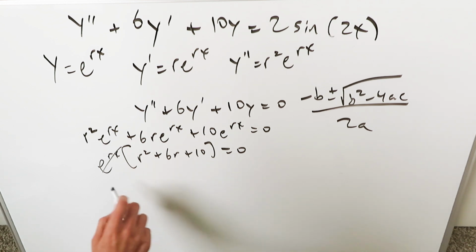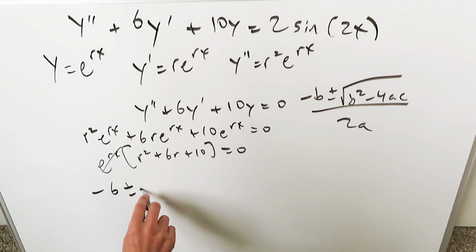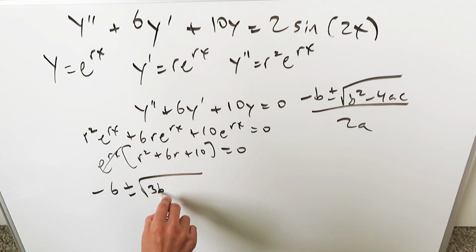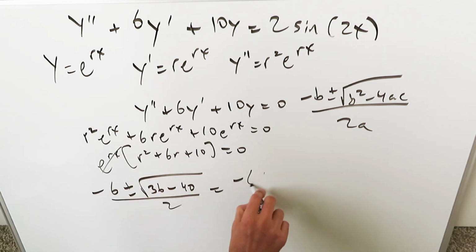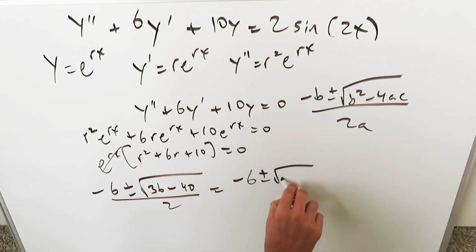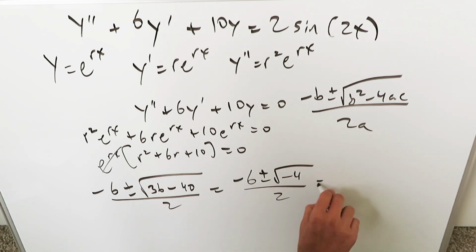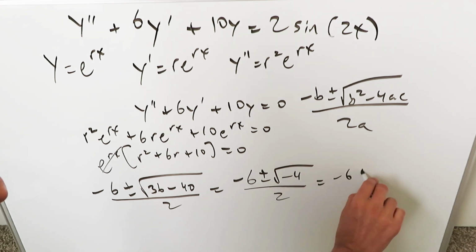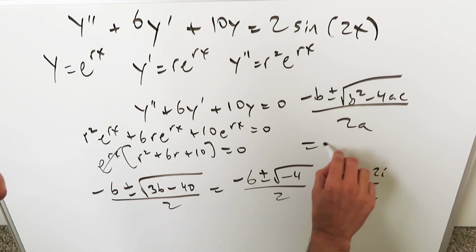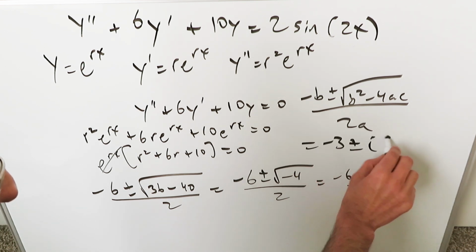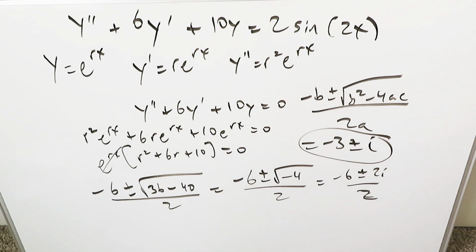You have a, b, and c. You have minus 6 plus or minus the square root of b squared, which is 36, minus 4ac, which is 40, divided by 2. When you simplify it, you have minus 6 plus or minus the square root of minus 4 over 2. Simplified further, you have minus 6 plus or minus 2i over 2. Simplified even further, you have minus 3 plus or minus i. This is what I have. These are my solutions, but these solutions are complex conjugates.